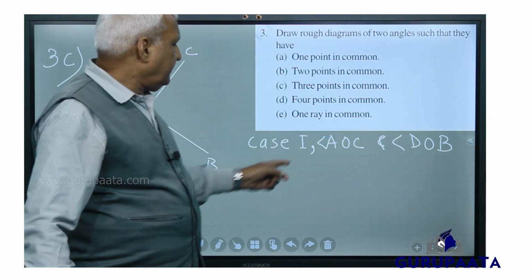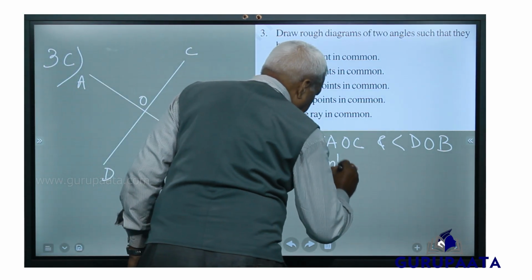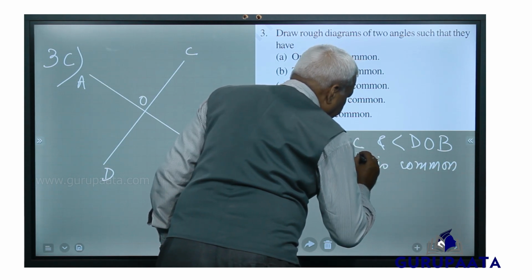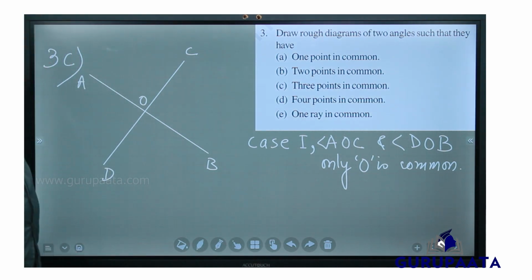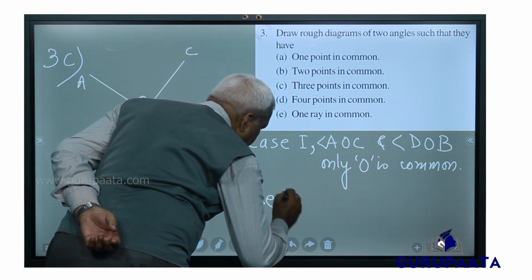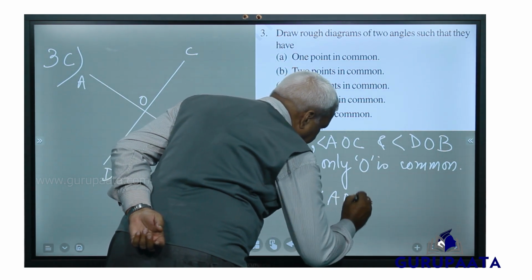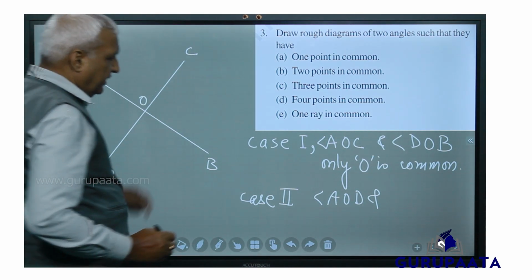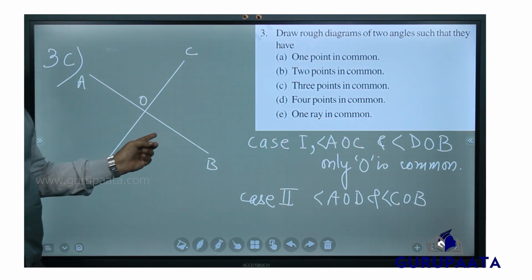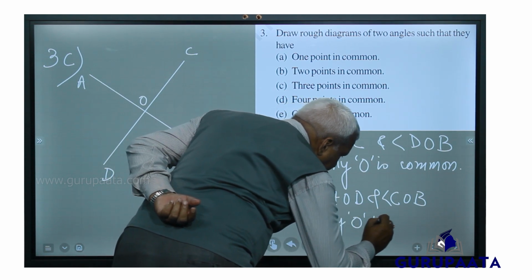In this case, we see that only O is common. Okay? Only O is coming. So, we will write only O is common. This is not 0, this is O, common. Okay? Now, we will take another case. Case number 2. Now we will take angle AOD and angle COB. Here also we see that only O is common.